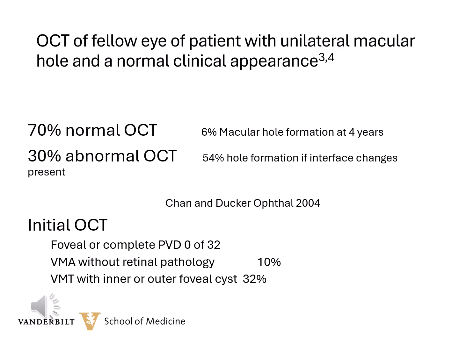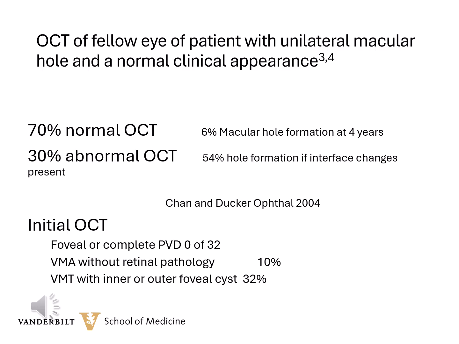Presently, we use the OCT as a more reliable predictor. In 2004, Chan and Duker found that for the eyes with macular holes, the fellow eye had a normal OCT 70% of the time. And of those, only 6% developed a macular hole in the fellow eye after 4 years. If what they had was what they described as an abnormal OCT, then half of those did develop a macular hole. Troy in Retina 2020 defined that a little bit better.